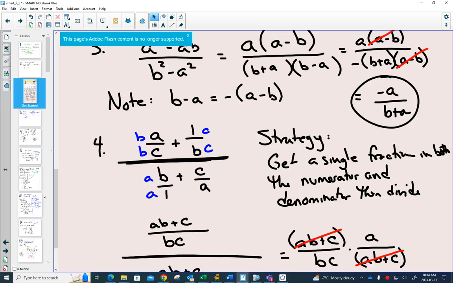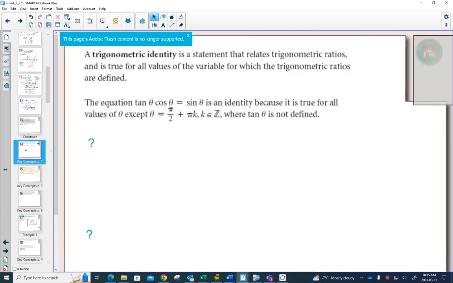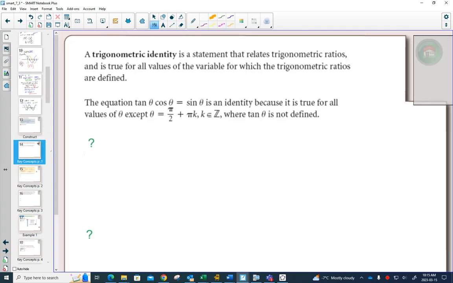Okay, so what does this look like for us? You can turn the page 606, and we are going to get introduced to something called a trig identity. So if you want to take out your highlighter, and highlight the definition of what a trig identity is. It is like an equation that's always true.